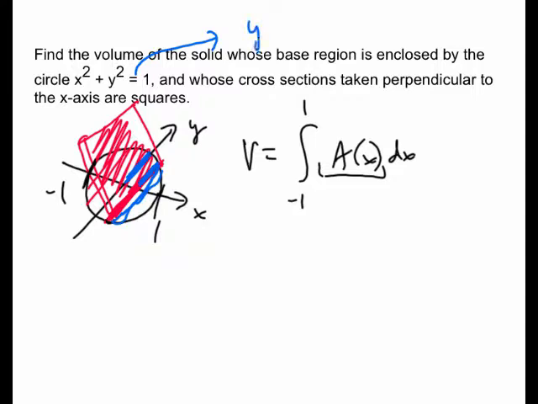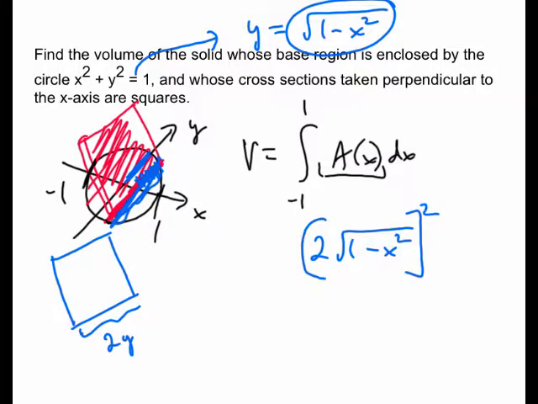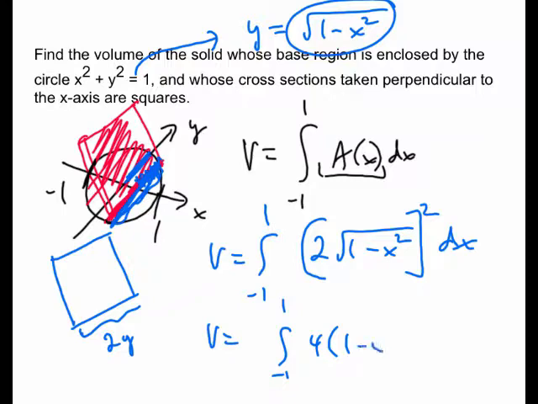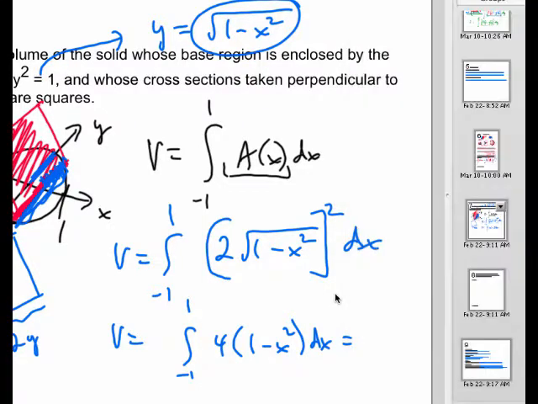So we need to isolate our equation for y, which would be y is the square root of 1 minus x squared if I just want the top piece. This will be 2y. 2 square root of 1 minus x squared. That's our side length. We're going to square it. dx. Alright, we can do a little bit of simplification here. This would be 4 times (1 minus x squared) dx. Okay, we'll just pop that expression into the calculator, and we're coming up with 5.3 repeating, which is 16/3.